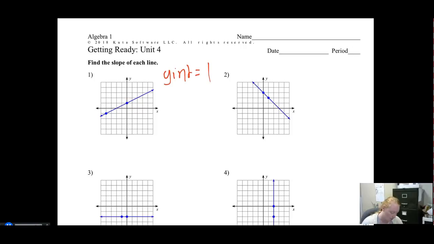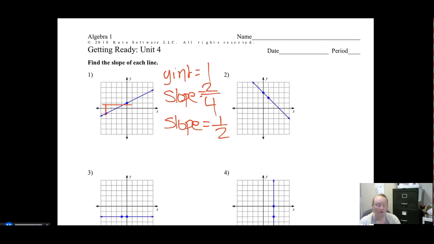I'm looking to go from one dot to the next dot through rise over run. So I'm going up 2 and over 1, 2, 3, 4. Okay? So my slope here is going to be 2 over 4. This is allowed to simplify, and it becomes a slope of 1 over 2. At the end of this video, I'm going to want you to go through and put this in y equals mx plus b form. Okay?